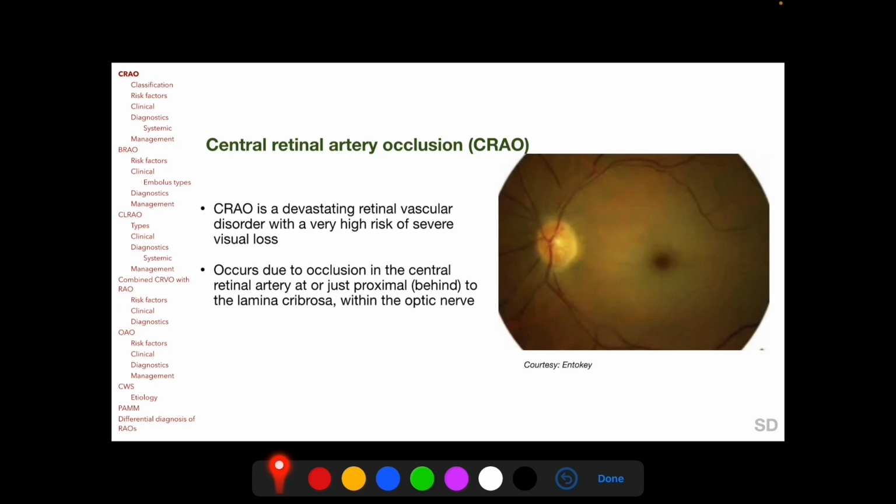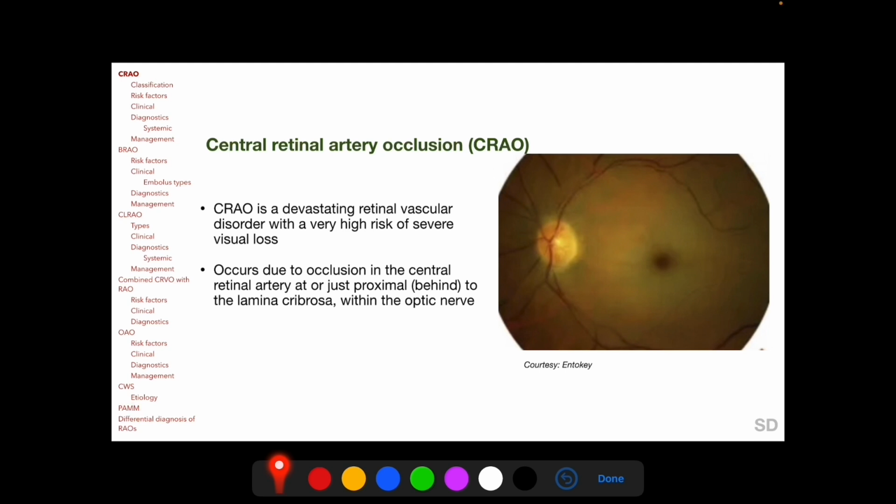And among these, central retinal artery occlusion, combined CRVO with retinal artery occlusion, and ophthalmic artery occlusion are potentially blinding. We'll also be discussing cotton wool spots and paracentral acute middle maculopathy in this session.